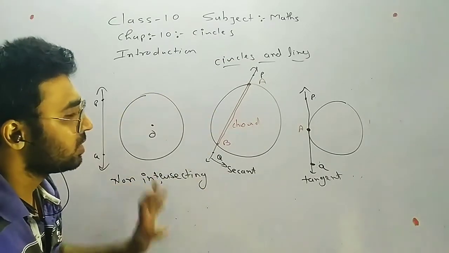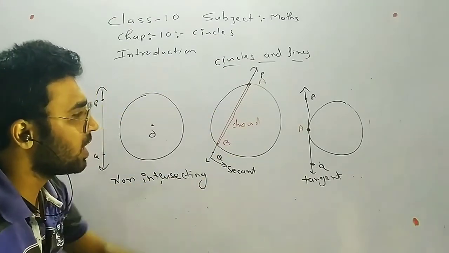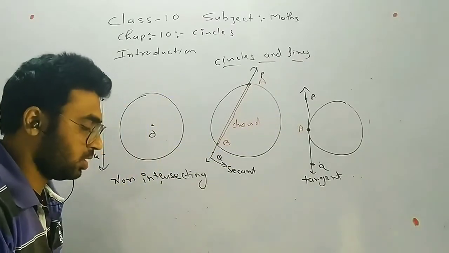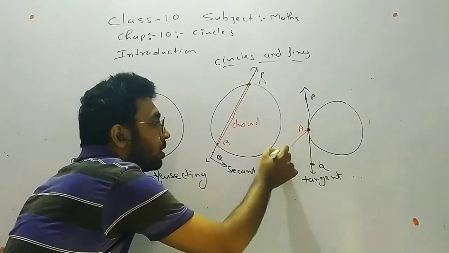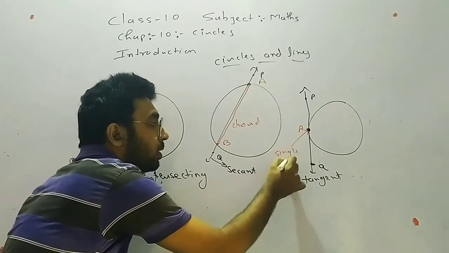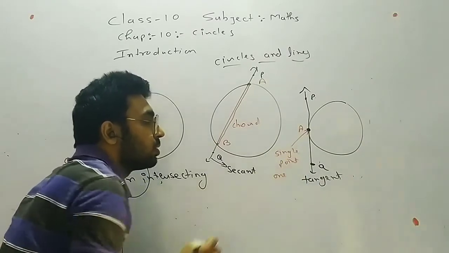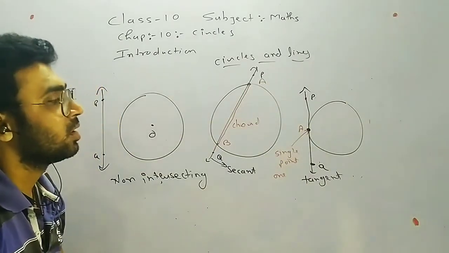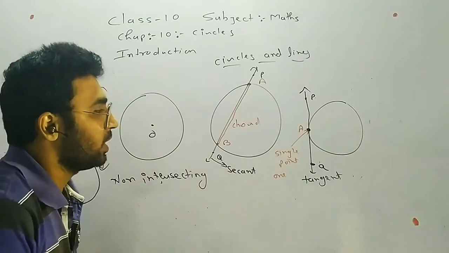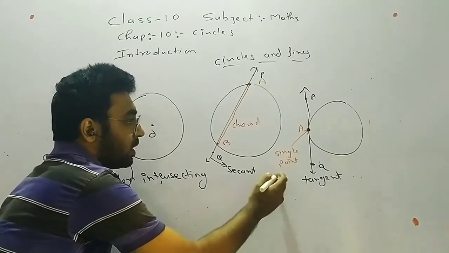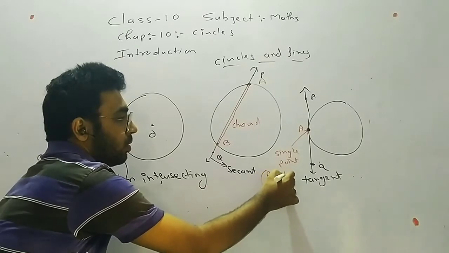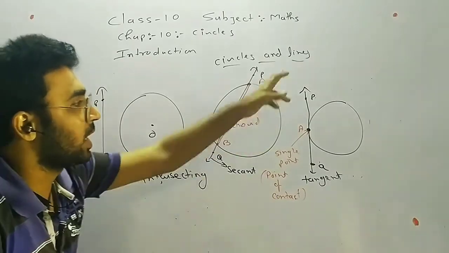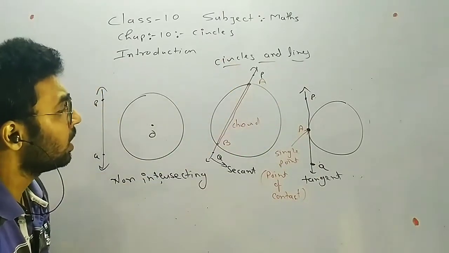In the second case, the line intersects a circle at two points, and that is called a secant. The third case is when the line intersects a circle at only a single point, not more than one. Single point, or you can say one point also. This line is called a tangent, and this point is called the point of contact. And this line is called a secant.